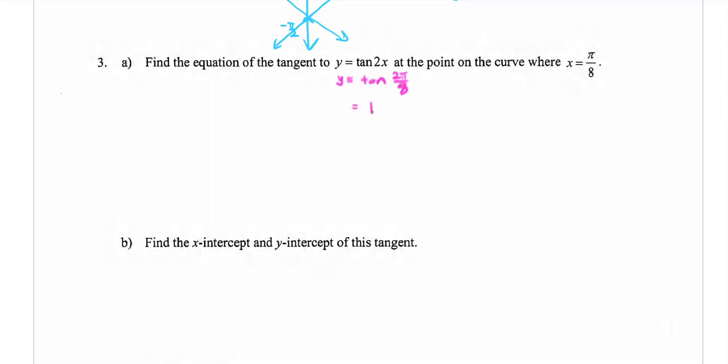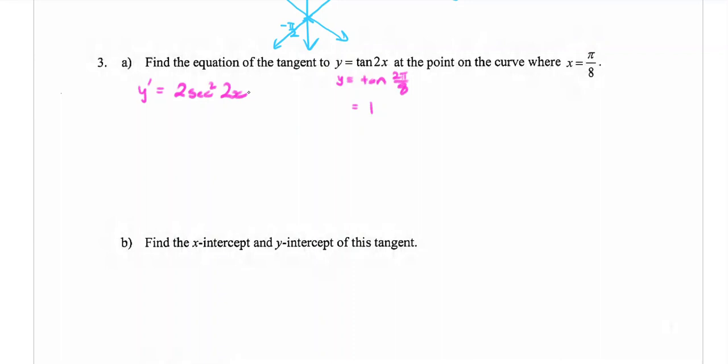Okay, so let's now find the gradient. We need to differentiate y equals tan 2x. Tan differentiates to sec squared, so it'll be y dash equals 2 sec squared 2x.